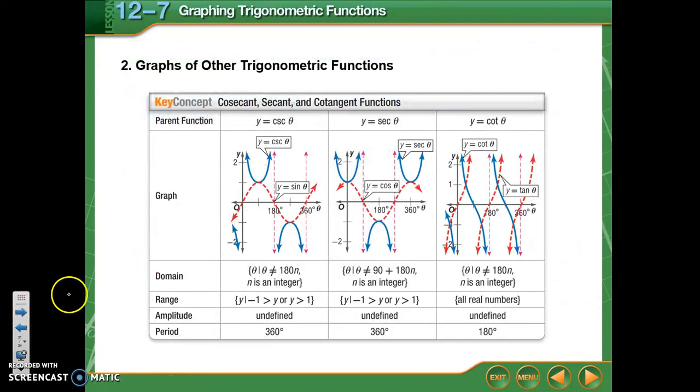All right, these are what some of the other trig functions look like. Notice that here in red, they show me the graph of sine. Cosecant, the cosecant graph, kind of comes off of the bumps of the sine graph, and it has an asymptote wherever the sine is 0, because I do the reciprocal of 0 and I get something undefined.